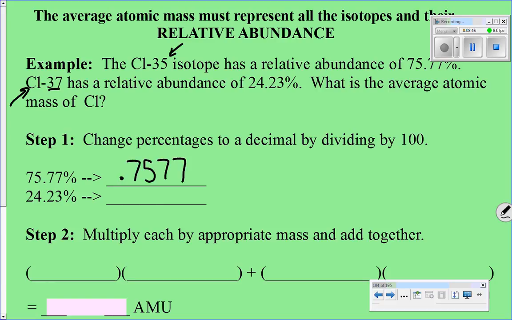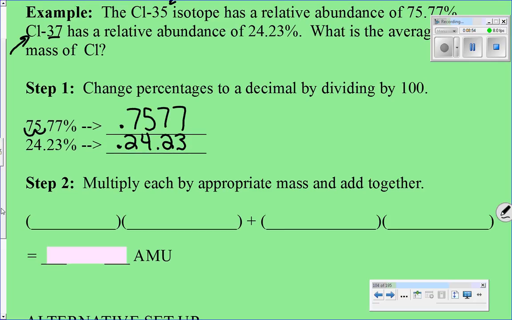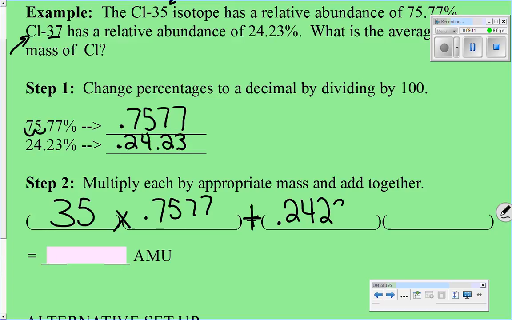And this is a simple step: I'm dividing by 100. Now I'm going to take each of those masses and multiply it by my abundances. So I'm going to do 35. My isotope that has a mass of 35 has an abundance of 0.7577. I'm going to add that to 0.2423. I don't know why I wrote that decimal place twice, but fix that. Multiplied by my mass of 37.